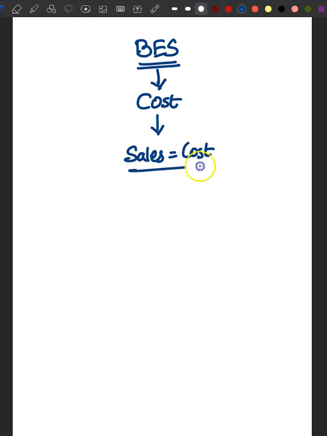Why do we find break-even sales? It is basically to know which level of sales recover all your cost. It means at break-even sale, your sales will be equal to cost. So there will be no profit, no loss.